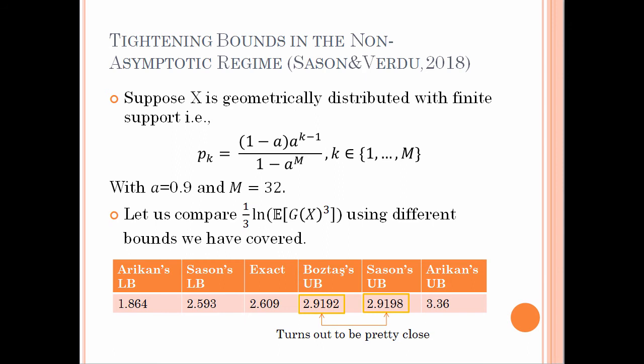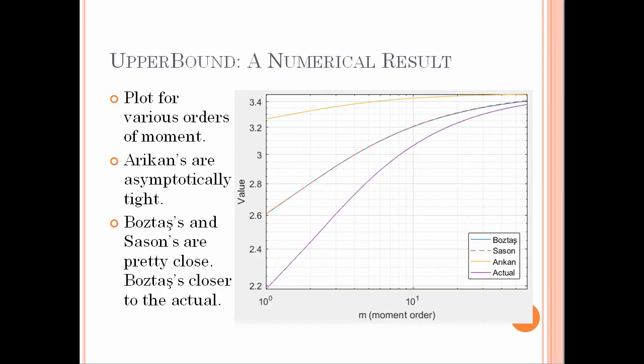The lower and upper bounds as well as the exact value are given in the following table. As you can see, Sason's lower and upper bounds are closer to the exact value compared to Arikan's asymptotically tight results. And furthermore, Boztaş's upper bound is seen to be better, though the difference from Sason's is pretty small. And this gap can further be explored through different probability distributions, guessing functions, and moments. But I'd like to also point out Boztaş's results are only restricted to integer moments, okay? But Sason's results are more general, and they are very close, as I'll show you in this next slide.